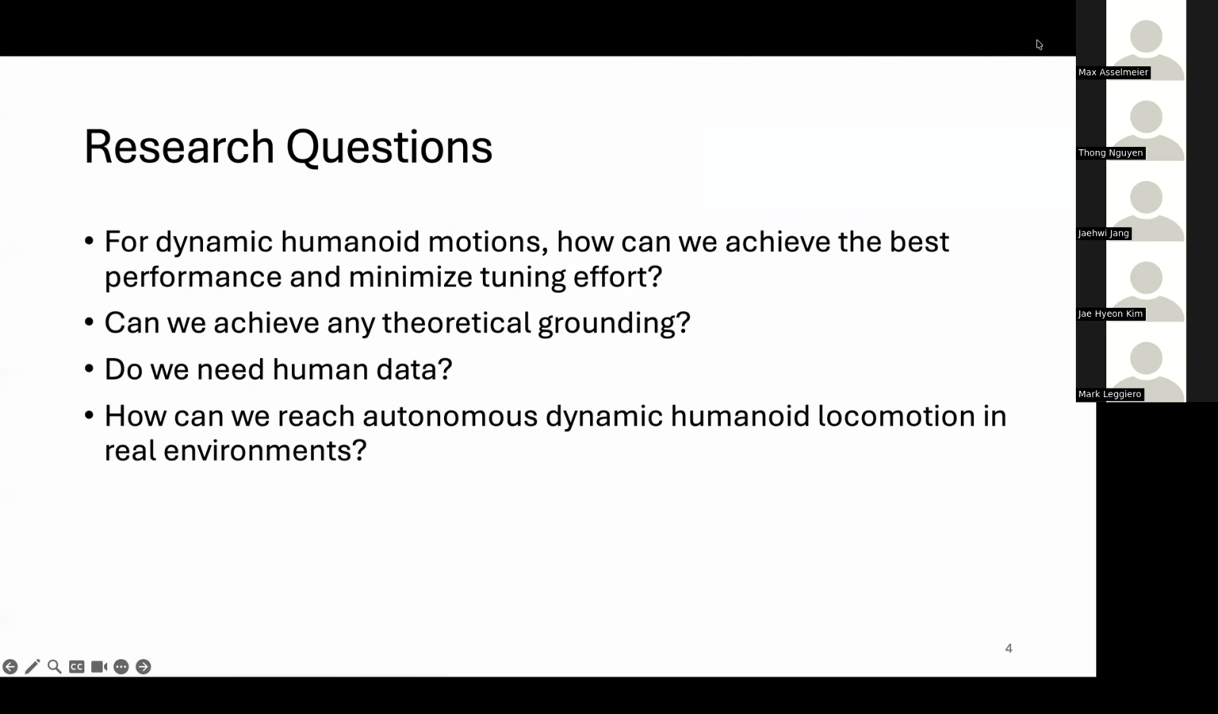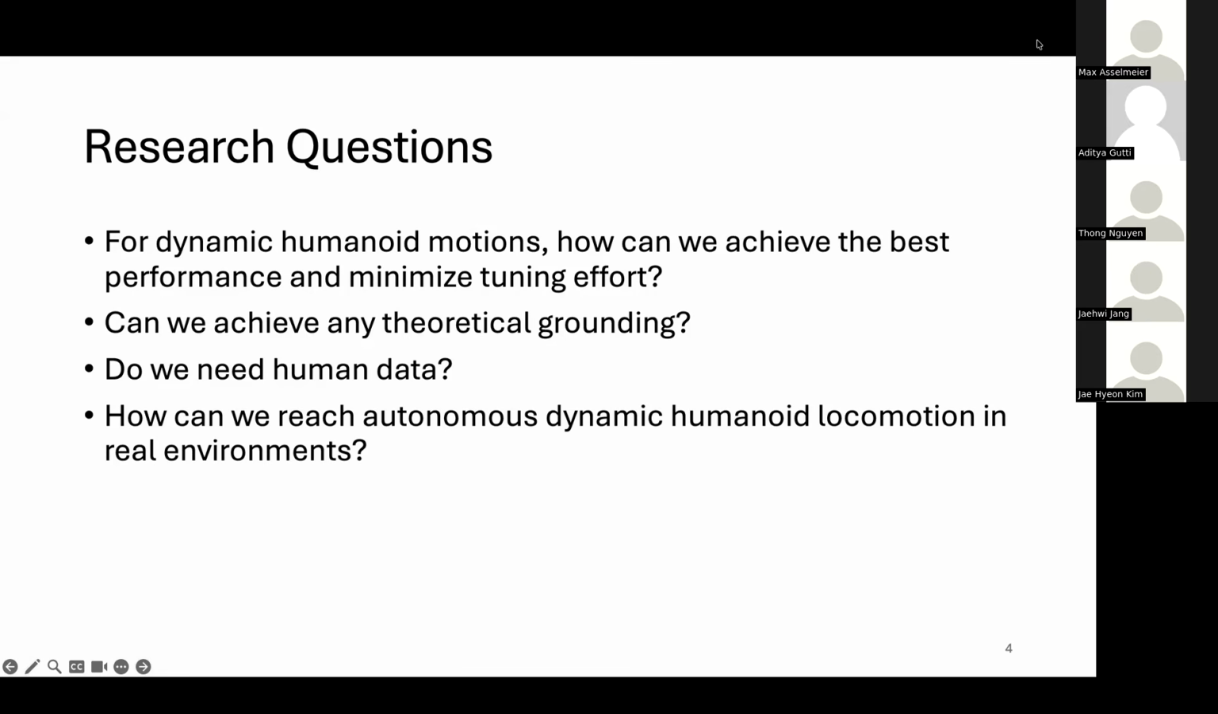So for dynamic humanoid motions, how can we achieve the best performance and how can we minimize our tuning effort? Best performance, there's maybe a few metrics you could look at here. This is maybe reference tracking or velocity tracking or efficiency or endurance or something. Can we achieve any theoretical grounding for any of our work? I think RL involves a lot of heuristics and just kind of made up terms. And so can we ground any of this in theory? And can that help maybe guide some of our decisions?